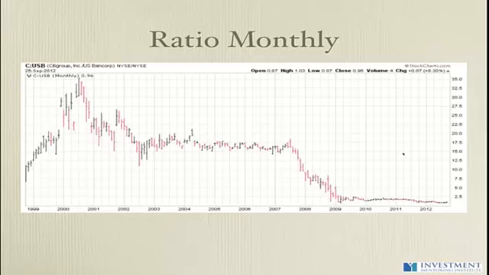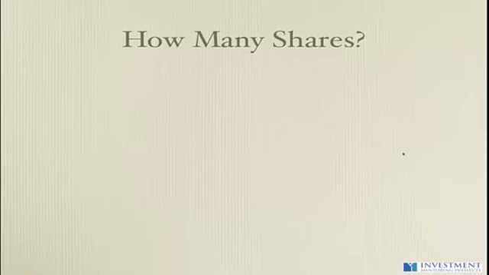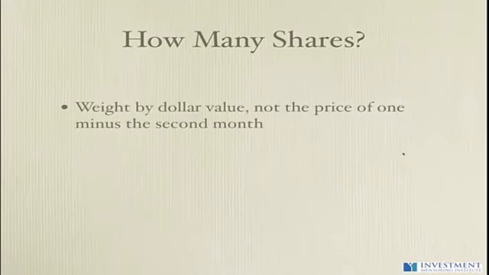So the next thing we have to figure out is how many shares are we going to put on? How many shares of Citibank are we going to buy? And how many shares of USB are we going to sell short? So let's take a look at this. When you do a pairs trade, what you do is you weight by dollar value, not the price of one minus the second one. There's a typo there. It should say second one, not second month. So let's take a look at that.